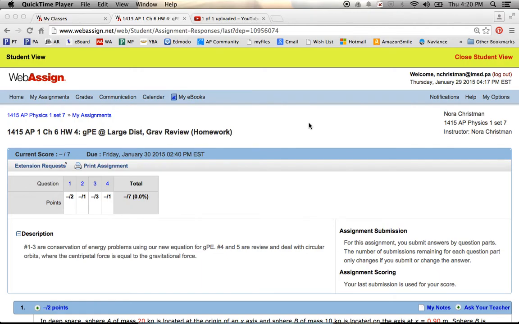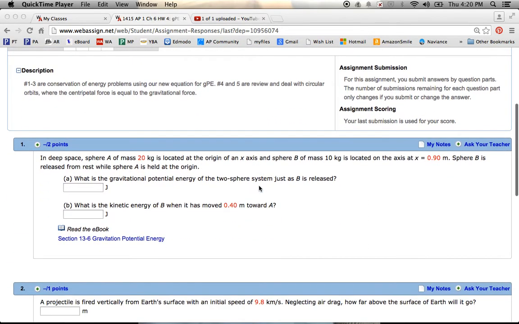Hi, just want to give you a couple hints on the gravitation web assign for gravitation at large distances. So the tricky thing is being okay with the new equation and how it's used. You have to use big G, which is 6.67 times 10 to the negative 11th. So in number one, really you're just trying to use the equation successfully.